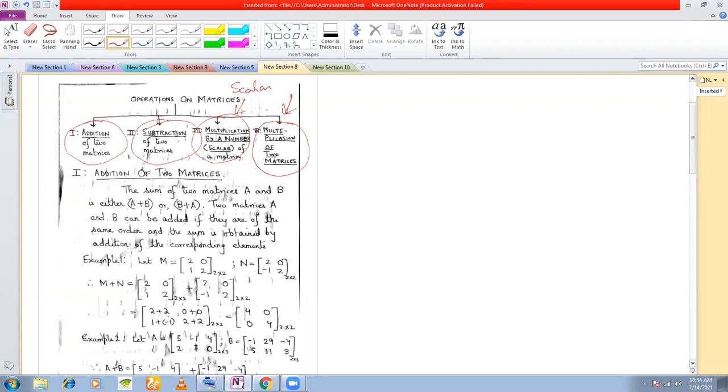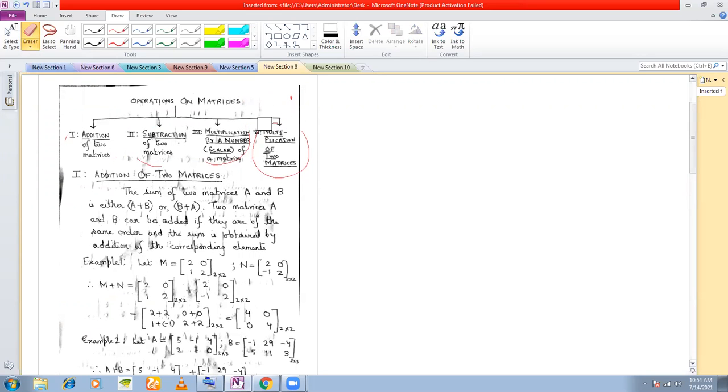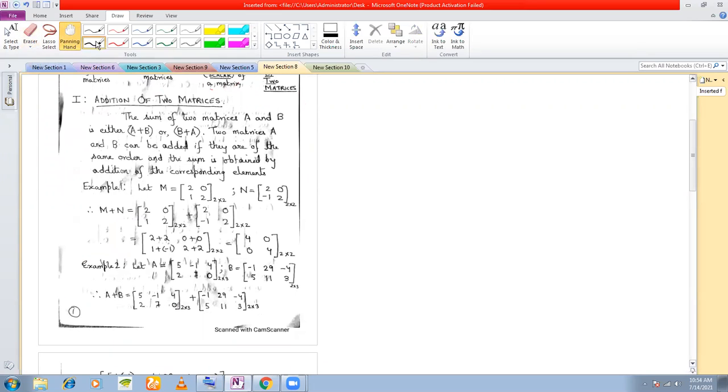That is what the four kinds of operations are: addition of matrices, subtraction of matrices, scalar multiplication of matrices, and multiplication of two matrices. These are the four operations that we are going to see. First is addition of matrices. I've written two matrices here. The sum of two matrices A and B is either A plus B or B plus A, and they can be added if they have the same order.